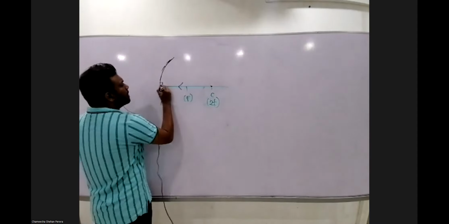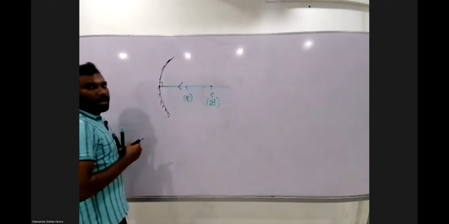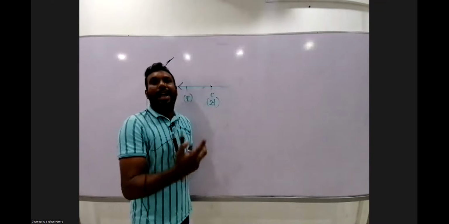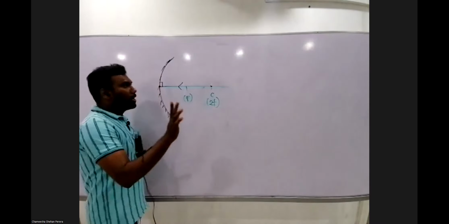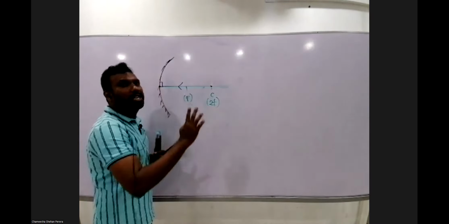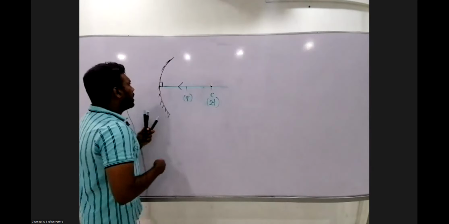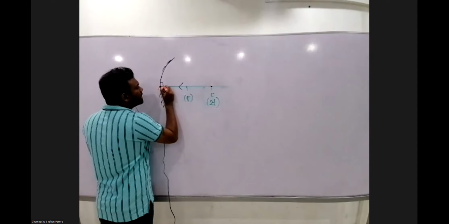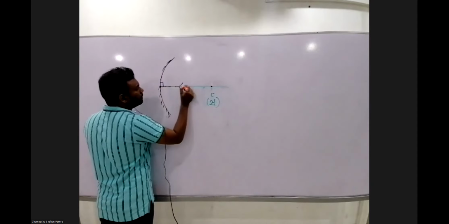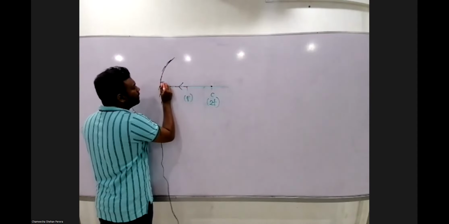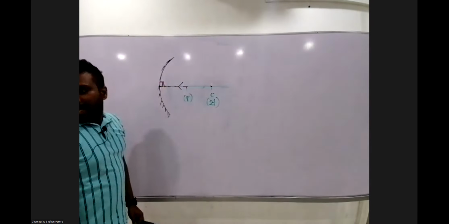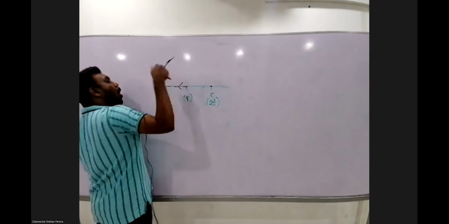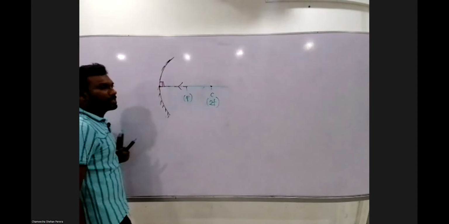So first we have to do a construction, the normal, right? Because then we can get an idea about the incident angle and the reflected angle. So starting from the point of incidence, I construct the normal. The normal should be perpendicular to the mirror surface. Now when I construct the normal like that, my normal is constructed on top of the principal axis.